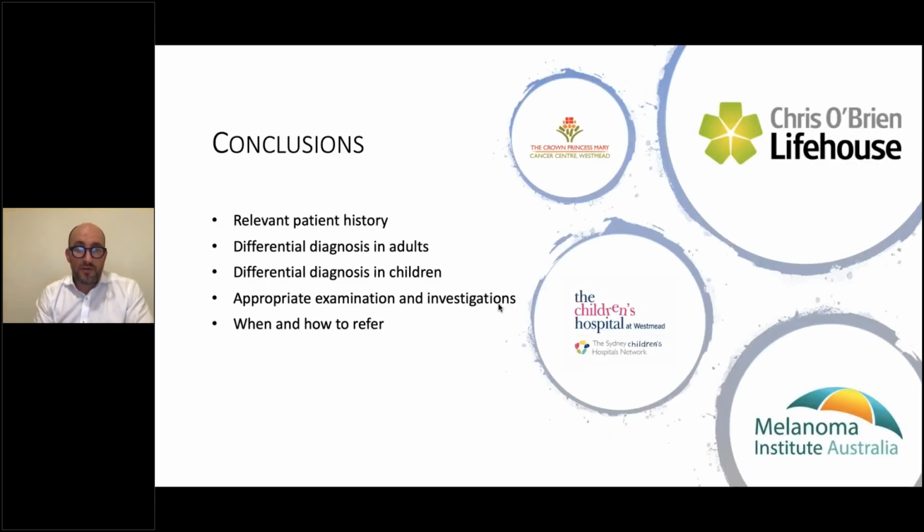So we've explored a number of different types of head and neck lumps in adults and children, what the relevant patient history is for all of those lumps, some of the differential diagnoses in adults, and I'll reiterate at this point that 80% of neck lumps in adults are malignant. What the differential diagnosis in children is, and I'd reiterate at this point that 80% of neck lumps in children are benign, what the appropriate examination is and the investigations are, and when and how to refer.